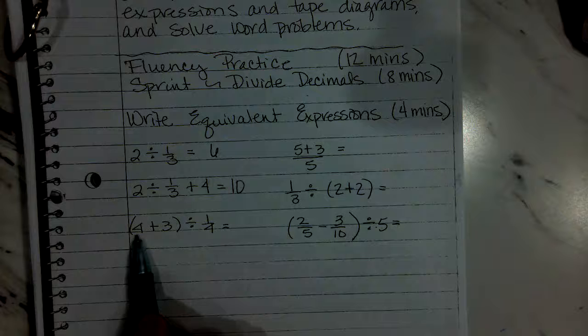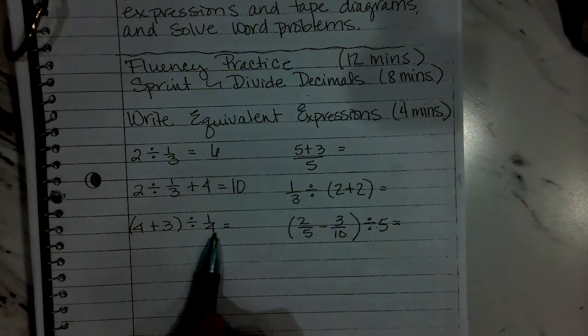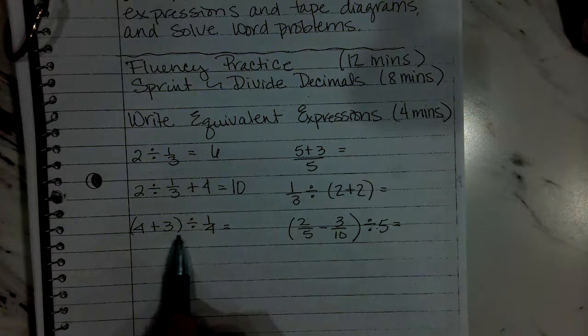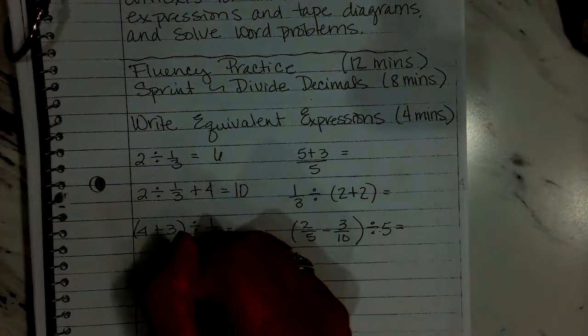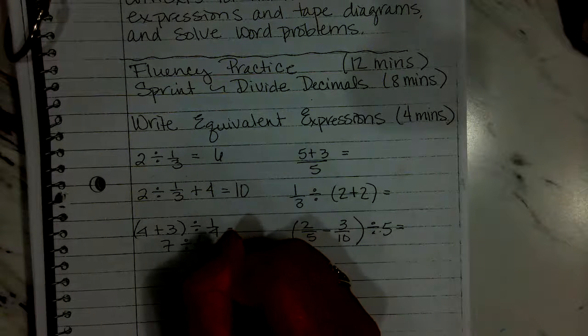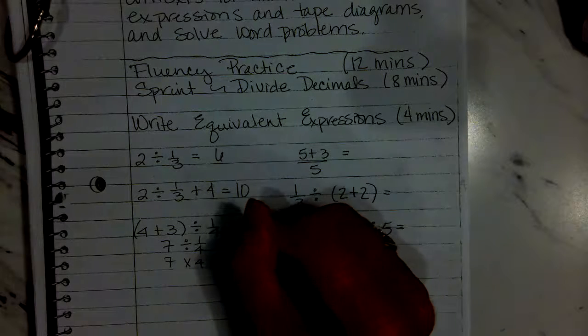All right. Now 4 plus 3, divided by 1/4. What do we have to do first? Well, we have parentheses, right? So we have to solve this first. So we have 7 divided by 1/4, which is really 7 times 4, which is what? It's 28.